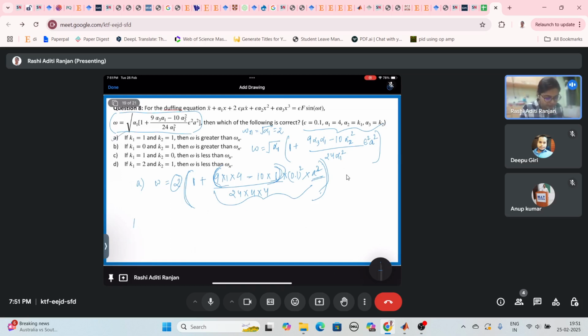Coming on to option B. K1 is 0, K2 is equal to 1, then omega is greater than omega n. So we'll just put omega is equal to 2, 1 plus 9 into alpha 3, which is nothing but K2, 1, into alpha 1, which is 4, minus 10 into alpha 2 square, alpha 2 is nothing but K1, 0, over 24 into 4 into 4. Anyways, we can see it is positive, so omega definitely is greater than omega n, so this option is also correct.